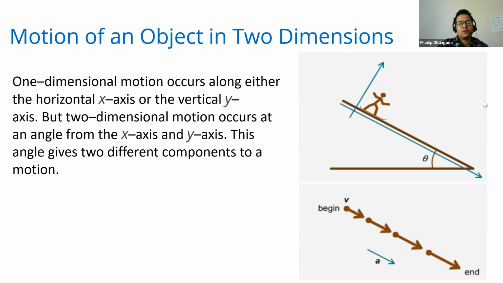Okay, so let's check out where we can use the concept of motion in 2 dimensions. 1 dimensional motion always occurs either in horizontal or vertical direction, but 2 dimensional motion occurs at an angle from the x-axis and y-axis. And then this angle gives 2 different components to a motion. Let's look at this diagram.